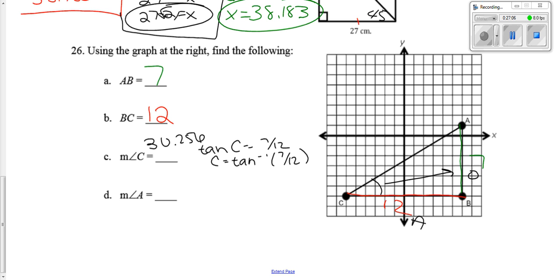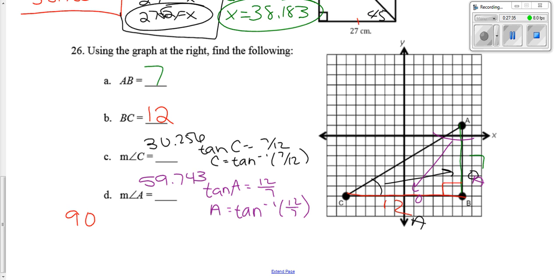And then for A, 12 is my opposite, 7 is my adjacent. So the tangent of A equals 12 over 7. So A is 59.743. You also, for A, you could have done, well, I know that angle B is 90 because it's the right angle. So for A, I could have done 90 plus 30.256 to get, and then subtracted 180 from that to get this also.